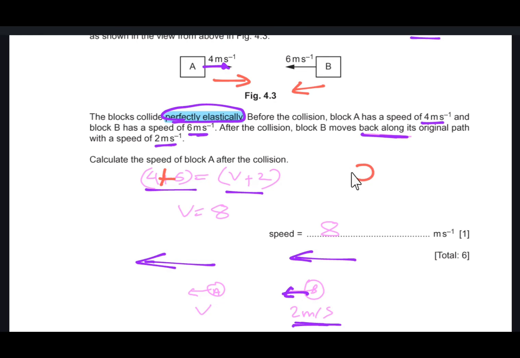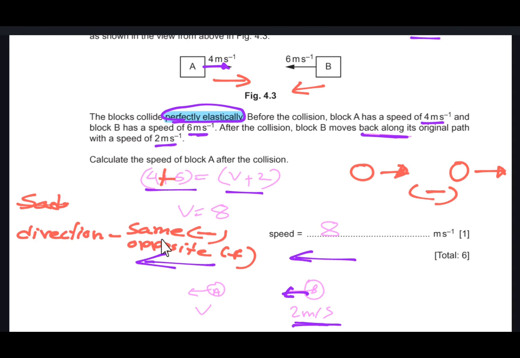And suppose A is moving in this direction and B is also moving in this direction. Since the objects are moving in the same direction, we have to subtract their speeds. For the same direction we subtract, and for the opposite direction we add. So since A is moving in this direction while B is moving in the opposite direction, we have to add their speeds. Also, as B is moving in this direction and A is also moving in this direction, since they are moving in the same direction, we have to subtract their speeds. That means there will be a minus.